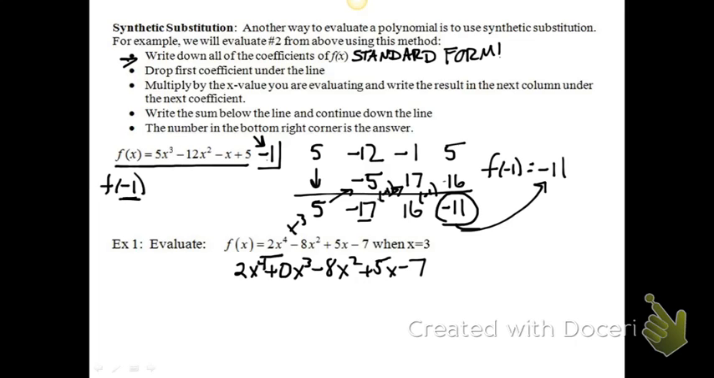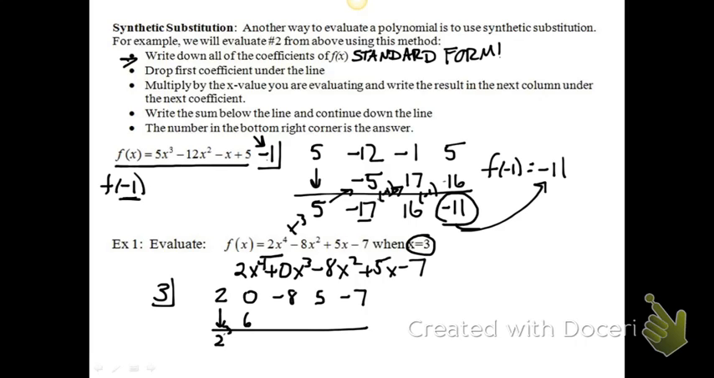Now if you think about it, I have all of the exponents in order from 4, 3, 2, 1, and then my constant. That's what you need to see to set this up. I'm going to write down my coefficients: 2, 0, negative 8, 5, and negative 7. I'm going to put a line. Now remember, whatever we're trying to evaluate goes in a little box in the upper left corner. I'm going to put 3 in the box. To get this started, I'm going to drop down the 2, and then I multiply it by the 3. So 2 times 3 makes 6. I put the result here.